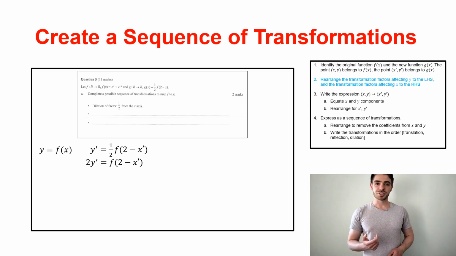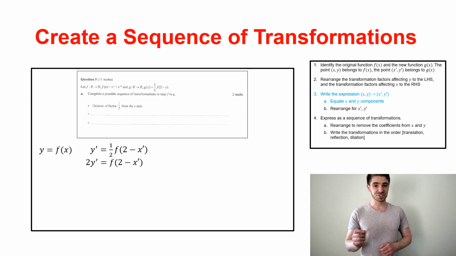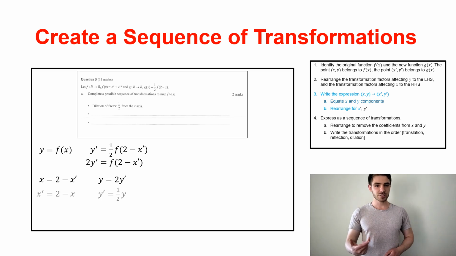Now that we've done our rearrangement, we can express this as a transformation by equating the x and y components. Starting with the x components, we can see that f of x just has x, whereas g of x has 2 minus x prime. So we'll equate those two together. Similarly, by looking at the y components, we can see that f of x just has y, whereas g of x has 2y prime. So we'll equate those as well. All we need to do from here is rearrange to get x prime and y prime on their own.